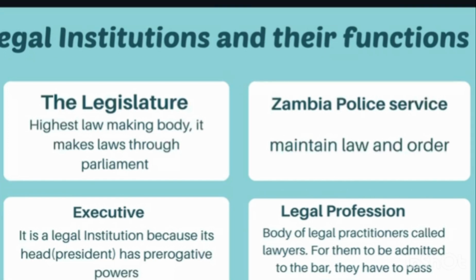The Zambia Police Service. The Zambia Police Service has got a role of maintaining law and order. That is the Zambia Police Service. We also have legal profession. So what is a legal profession? This is a body of legal practitioners, commonly called lawyers. So lawyers come together and make more like a board, a group, which is called legal profession.